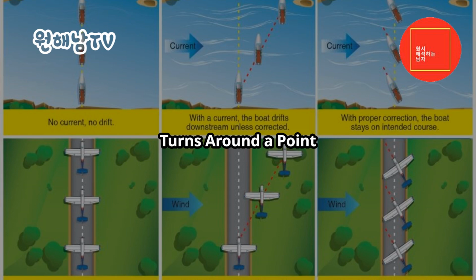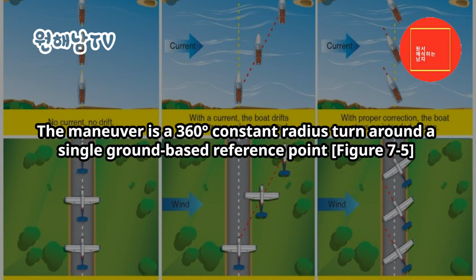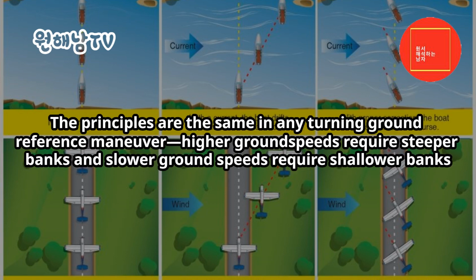Turns around a point. Turns around a point are a logical extension of both the rectangular course and S-turns across a road. The maneuver is a 360 degrees constant radius turn around a single ground-based reference point. Figure 7-5. The principles are the same in any turning ground reference maneuver. Higher ground speeds require steeper banks and slower ground speeds require shallower banks.